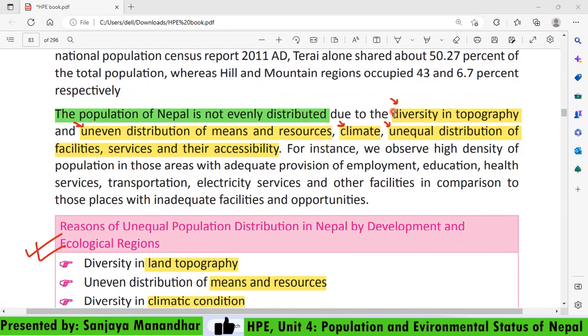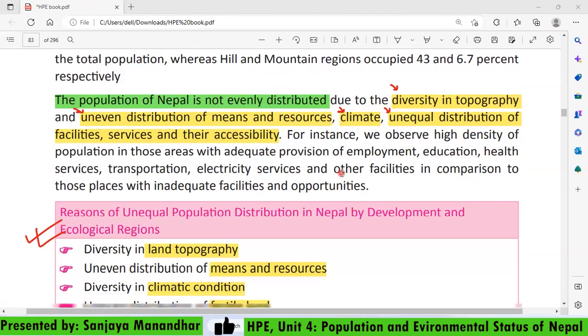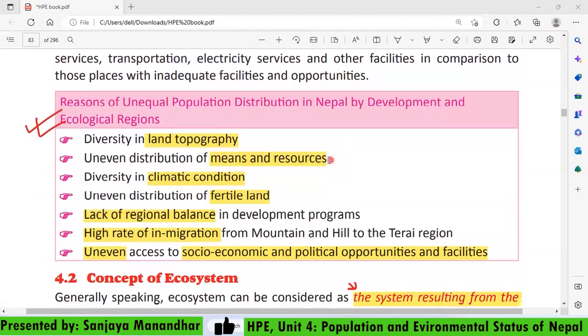So look here, what are the main reasons? First one is diversity in topography. Second one is uneven distribution of means and resource. Third one is climate. Next one is unequal distribution of facilities, services, and their accessibility. This can be some of the reasons. So same thing is shown in this table clearly.